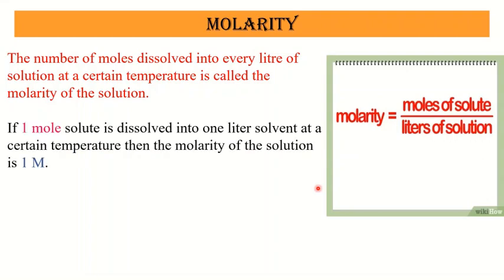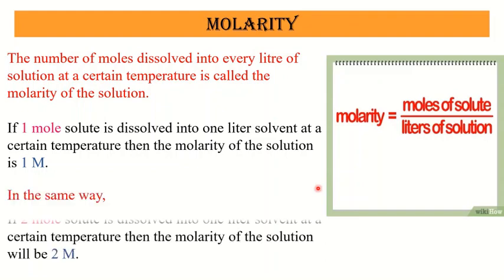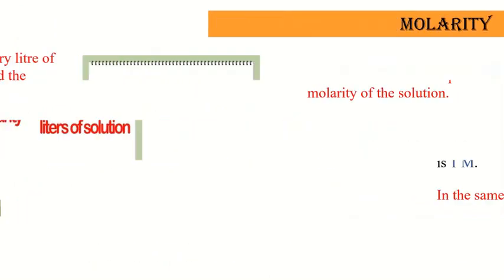If 1 mole solute is dissolved into 1 liter solvent at a certain temperature, then the molarity of the solution is 1 molar or 1 capital M. In the same way, if 2 mole solute is dissolved into 1 liter solvent at a certain temperature, then the molarity of the solution is 2M or 2 molar.